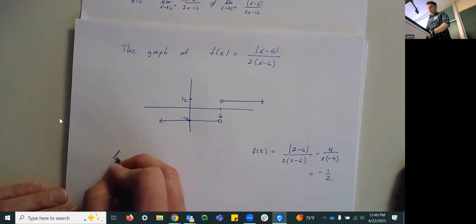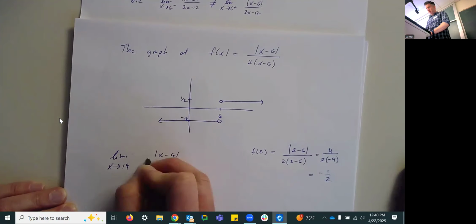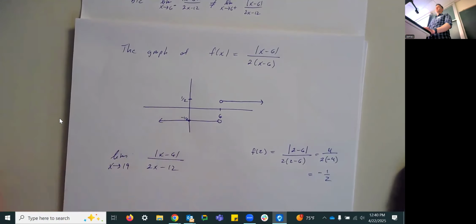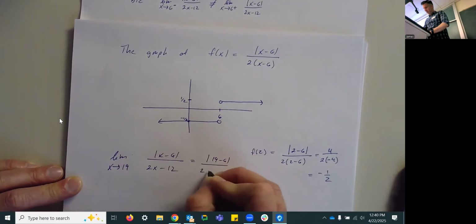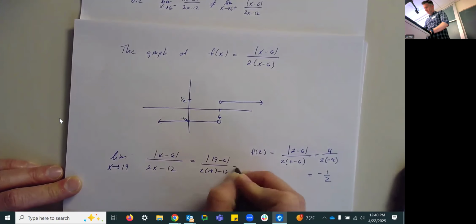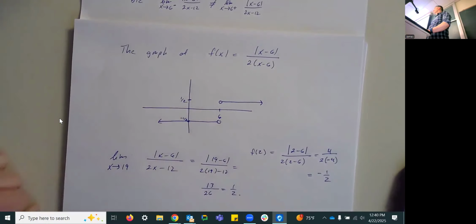So I could also say, what's the limit as x approaches 19 of the absolute value of x minus 6 over 2x minus 12? Well, in this case, what should I do? Just plug it in, right? If you plug in 6, you get 0/0. Plug in something else, you're probably going to get a half or negative a half. Let's see, plug in 19, get the absolute value of 19 minus 6 over 2 times 19 minus 12, which is 13 divided by 26, which is 1/2. So with absolute values, if you're approaching a 0/0 kind of thing, you typically have to look at the left and right hand side.